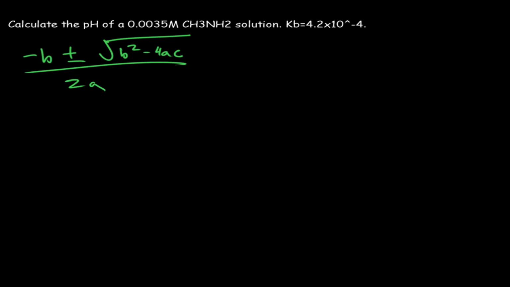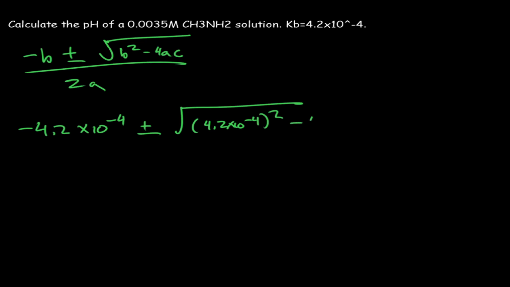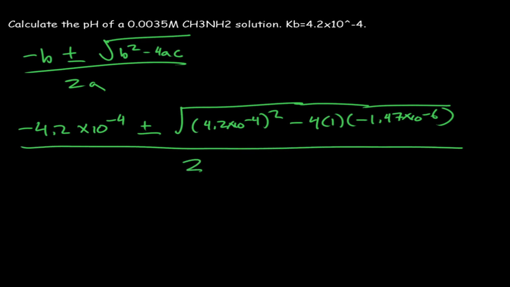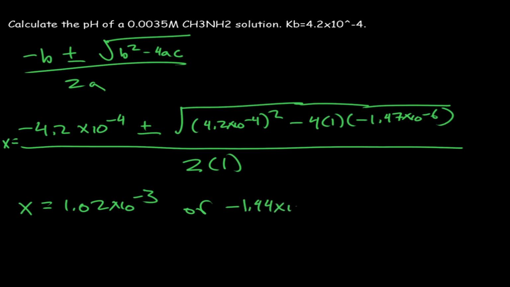we'll have a final equation that looks like negative 4.2 times 10 to the negative 4 plus or minus the square root of 4.2 times 10 to the negative 4 squared minus 4 times a times our c, which is a negative 1.47 times 10 to the negative 6, all divided by 2 times a, which is 1. And we're going to get a value of x is going to equal 1.02 times 10 to the negative 3, or we're going to get a value of negative 1.44 times 10 to the negative 3.